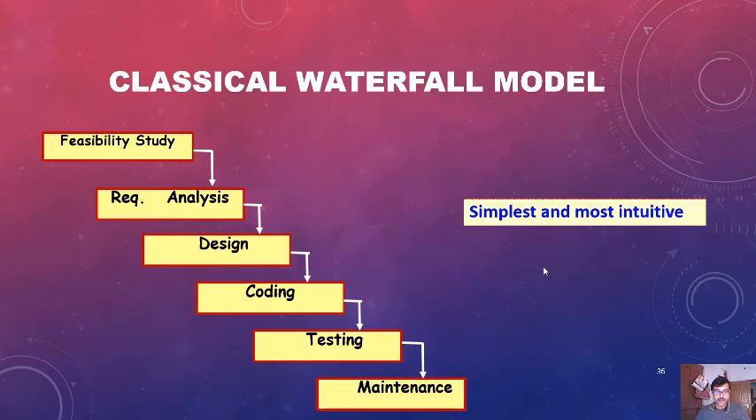That means if you have any problem in the previous phase, you cannot move back to it. It is sequential in nature. That means if you finish the previous stage, then you can only move to the next stage. And this is the simplest and most intuitive approach that we have found in the software development lifecycle.